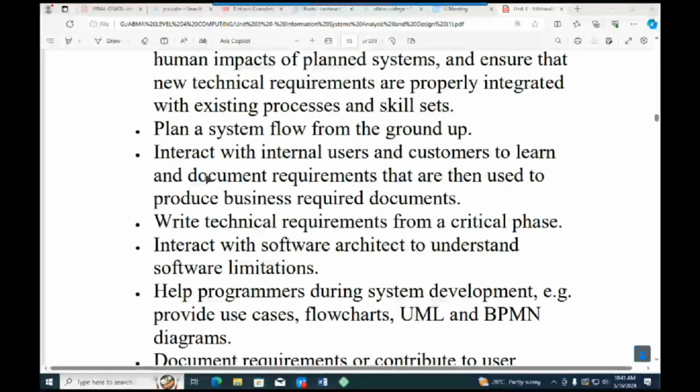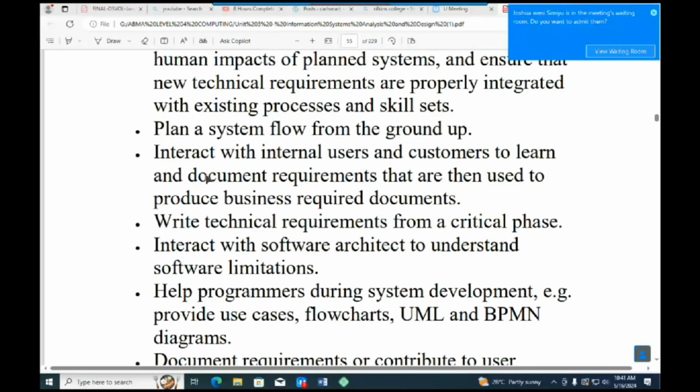So the other role is to plan a system flow from the ground up. By ground up, I simply mean from the beginning to the end. He has a role to plan a system flow from the bottom, when we just have the idea, to the point where we have a complete system. He also has the role to interact with both internal users and the external users of the system. The external users of the system in this case can be customers.